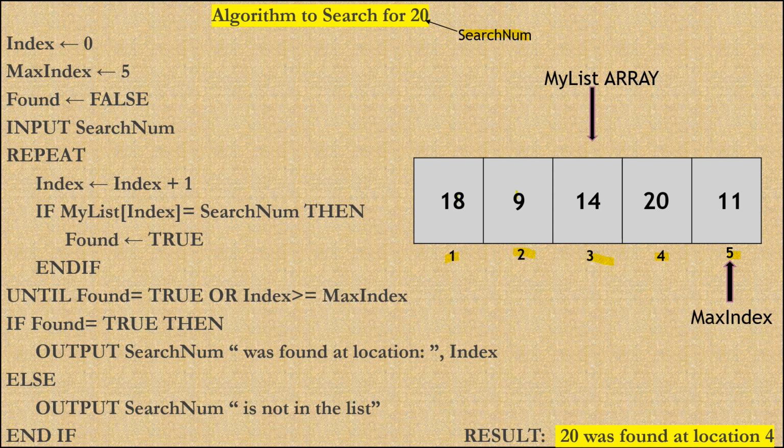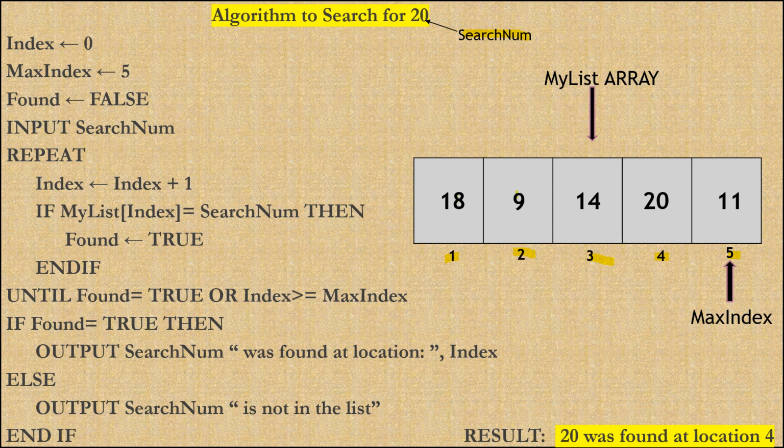What is in location number 1? It's the value 18. So in other words, it's saying if 18 is equal to search number, our search number, we say it is 20. So if 18 is equal to 20, then do that. But we know 18 is not equal to 20, so that will be skipped there. We go to the end if, and we go back to the loop. Index is equal to index plus 1. Our index was 1, so our index is now 2. If myList index, that means second position, so that's 9. If 9 is equal to 20, then no, 9 is not equal to 20, so we have to exit the if statement and go back in the repeat loop.